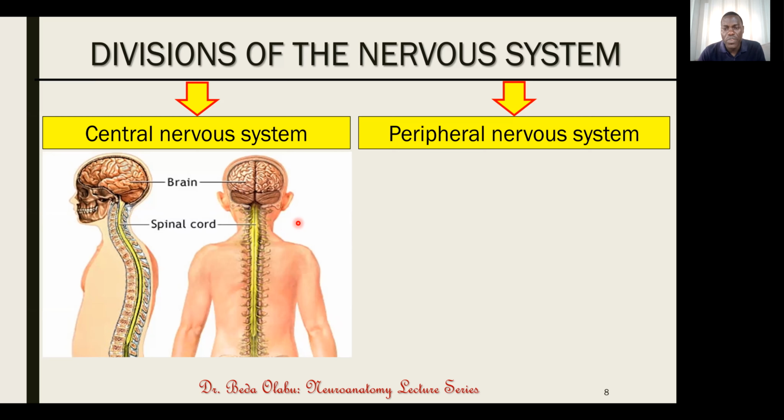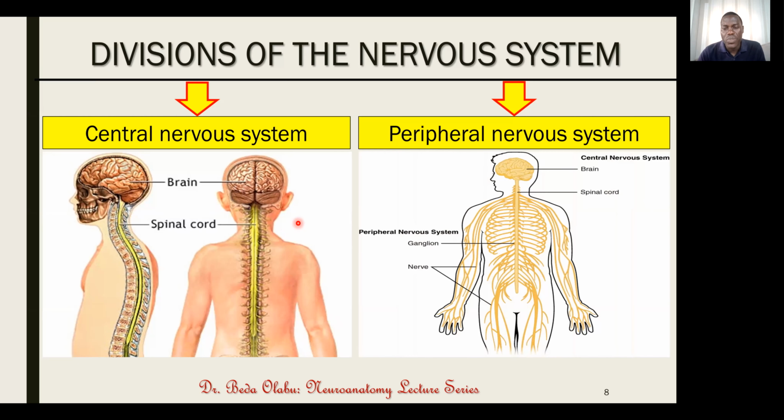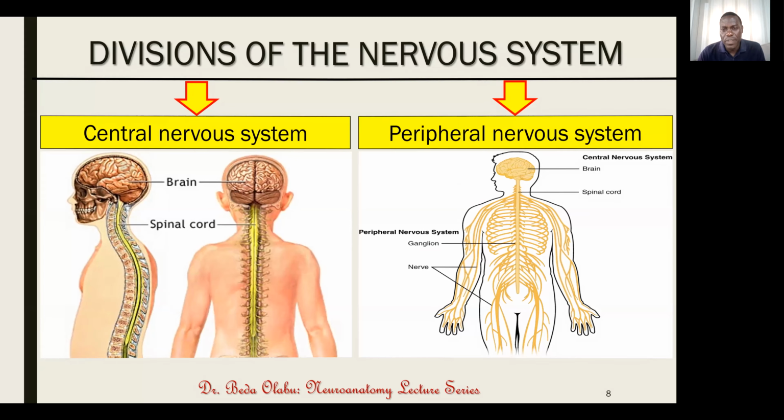When you talk of peripheral nervous system, we are referring to the nerves. Nerves are a group of neuronal processes that are outside the brain and spinal cord. A group of neuronal processes that are outside the central nervous system. That is what we call nerves. A group of neuronal processes outside the CNS. Now, let's narrow down to this one, peripheral nervous system.